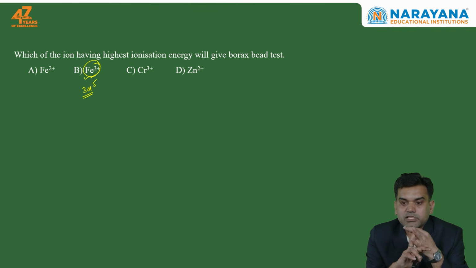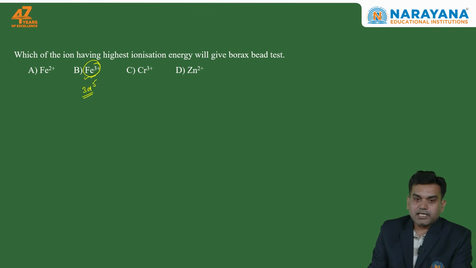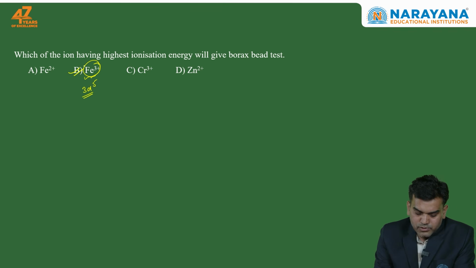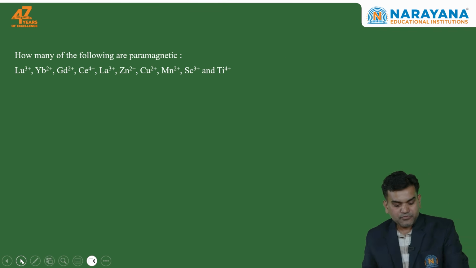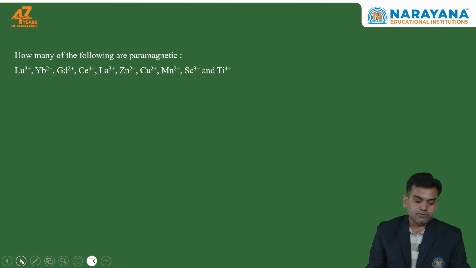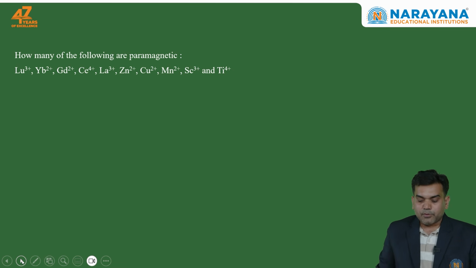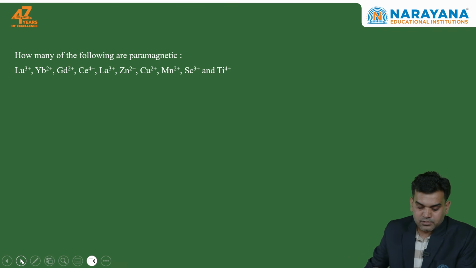So this Fe3+ comes in between these two criteria. So for this, option B should be the correct answer. Next, come to the next question. It is also from the d and f block elements. So this is about the magnetic properties of the ions.